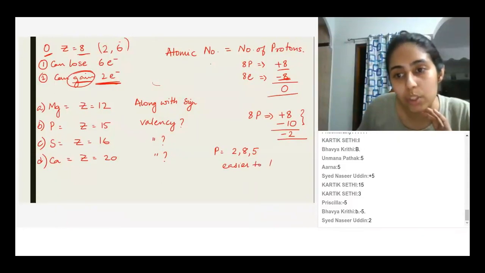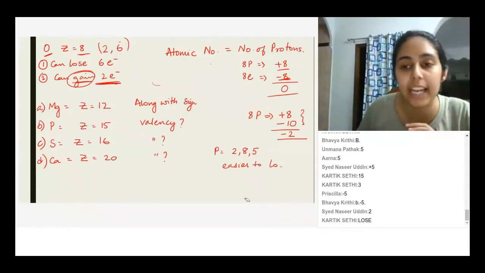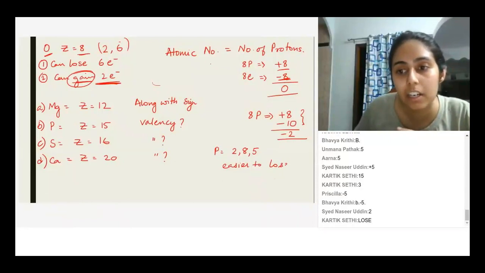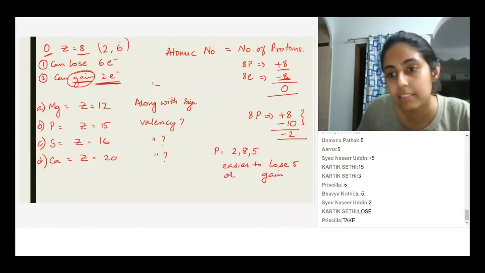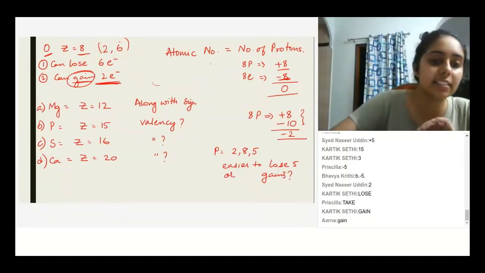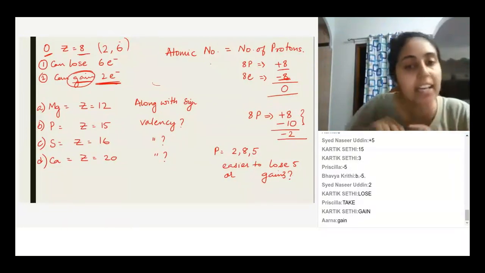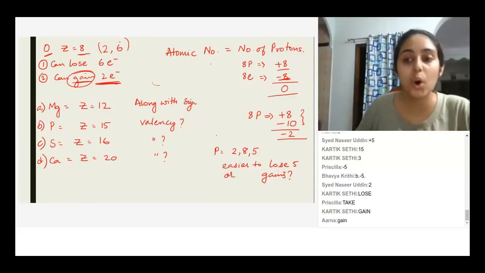Now, is it easier to lose 5 or gain 3? Gain 3. What is easier? Gain 3. Yes, it is easier to gain 3. So, what will be the valency?